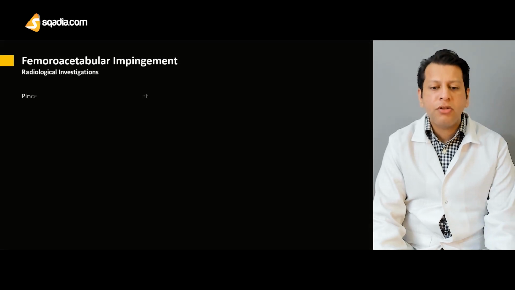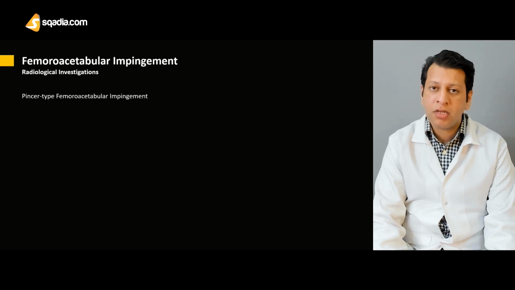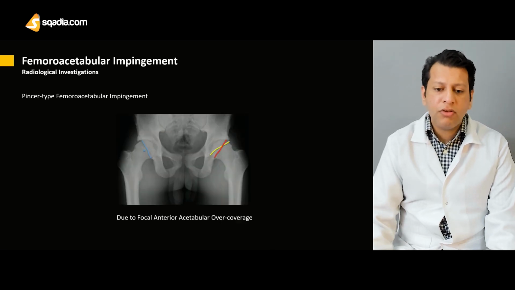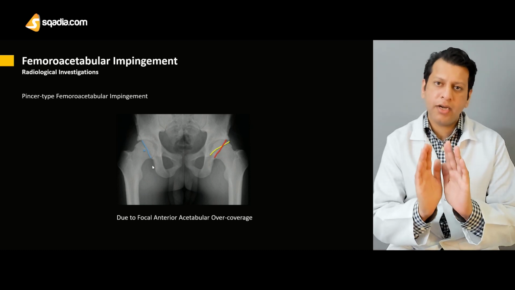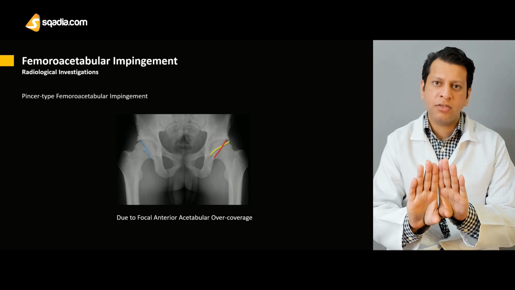Now coming to the radiological investigations, when we are looking at the pincer type femoroacetabular impingement, usually you have to look for the crossover sign. What is actually a crossover sign? If you see on the right side, the anterior wall of the acetabulum and the posterior wall are actually coinciding on the AP view exactly like this.